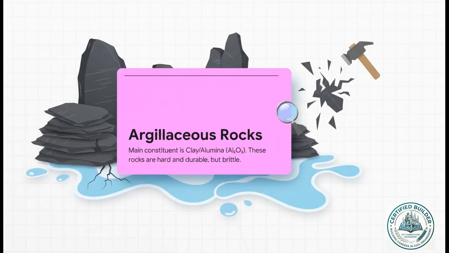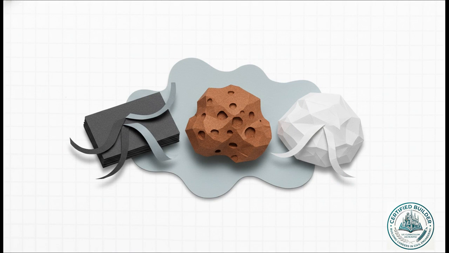Next up are the argillaceous rocks. Their main component is argol, which is just a fancy word for clay or alumina. Now, these rocks, like slate, can be pretty hard and durable, but they've got a major weakness. They're brittle. That means they can't take a big hit, and since they're clay-based, they can also get damaged by moisture. Besides slate, which is definitely the star of the show in exams, you also have laterite and kaolin. At their core, these are all fundamentally clay-based rocks, and that's what gives them their unique properties.